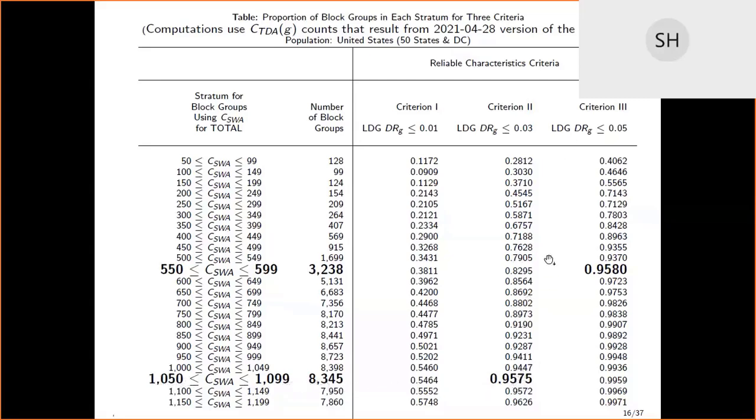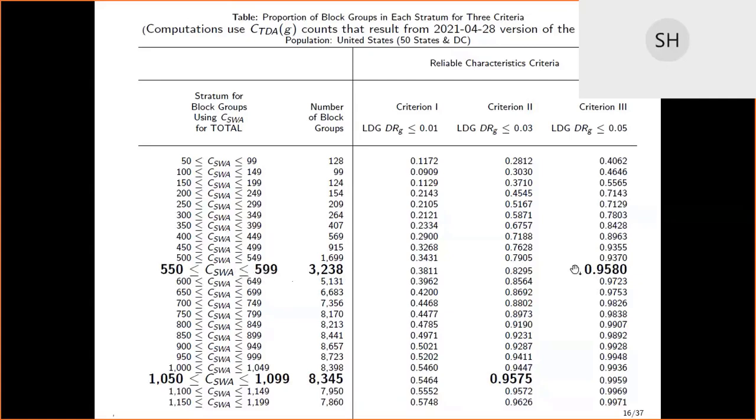If we look at the third criterion, in this particular case, we say, I want to continue to march down this group until I first observe a proportion of 0.95 block groups satisfying this criterion. And it happens here, in the stratum where there are 3,238 block groups, and the boundaries here are 550 people and 599. So this is where we get our 600.